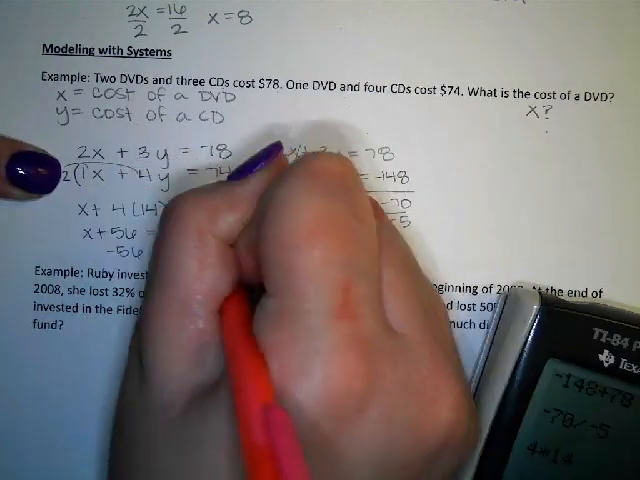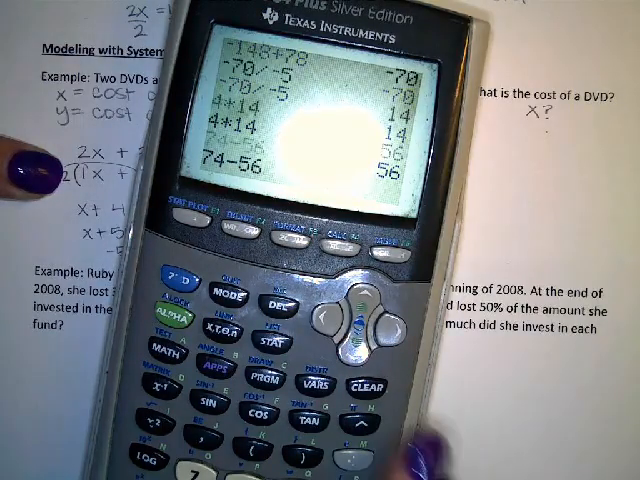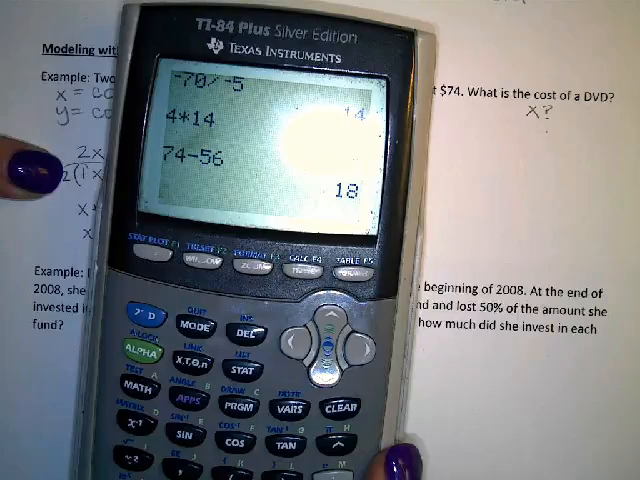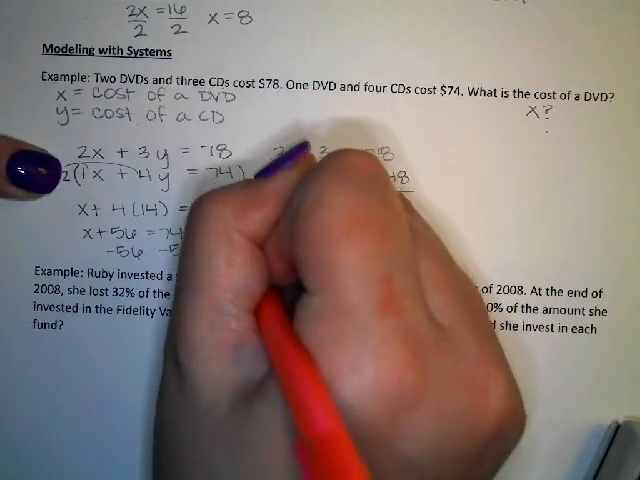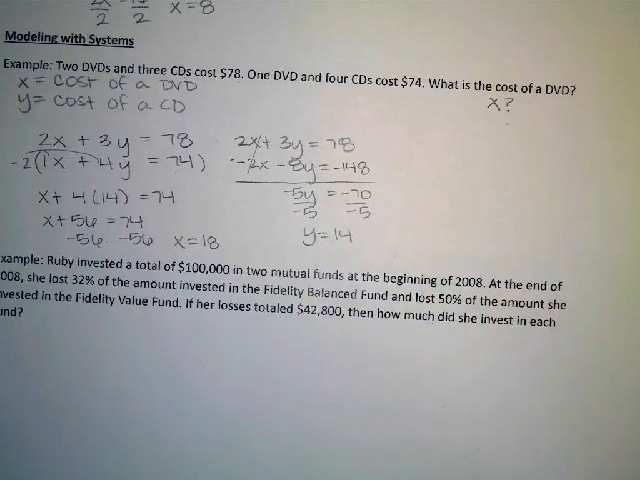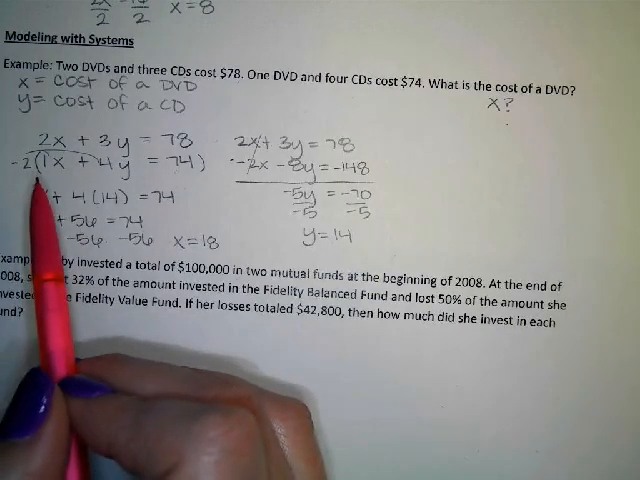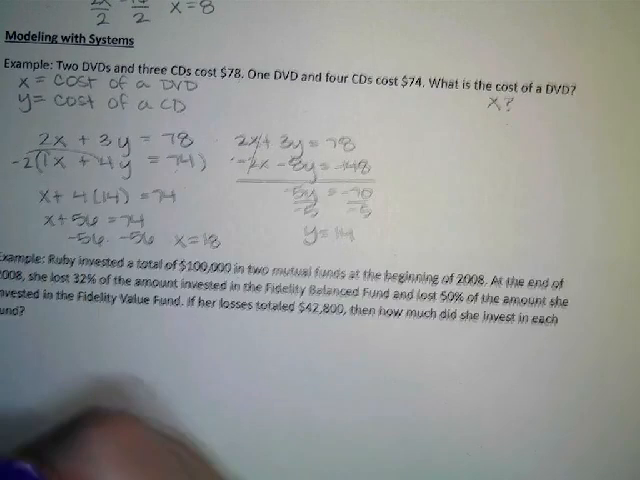It is 18. So what is the cost of a DVD? Now, if I ask the question, what is the cost of a DVD, and you say x equals 18, that's confusing. I don't know what you mean. In fact, I used the variables x and y, but somebody else might have used the variables d and c. So you need to write your answer in a sentence where you're interpreting what your variable means.